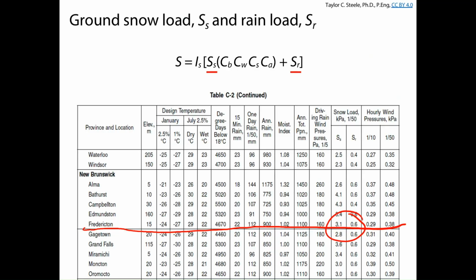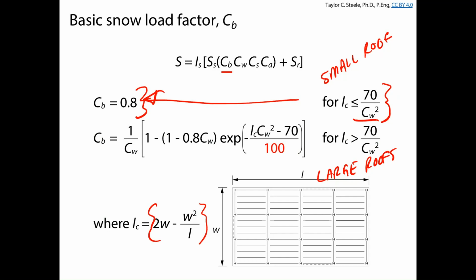Then we had the basic snow load factor. What did we use here for CB? 0.8, right? Why? Well, I said in the problem it was a small roof. I didn't give you any information about the plan dimensions. I said it was small. And for the most part, if you're in a typical apartment building or a house or something, it's small and you'll know automatically you don't need to calculate this LC value. It will just be a small roof and you know that CB is equal to 0.8.